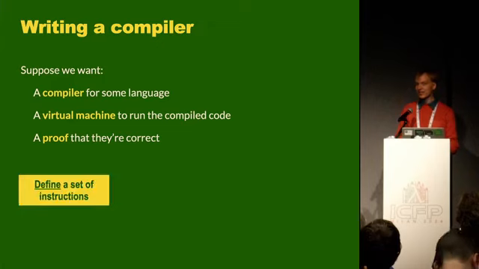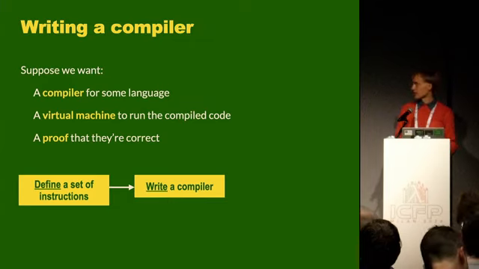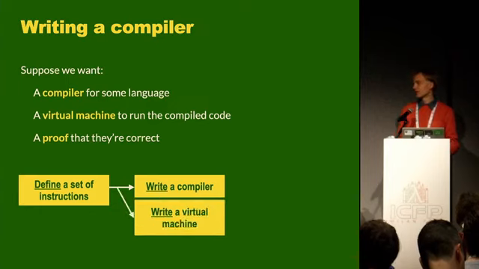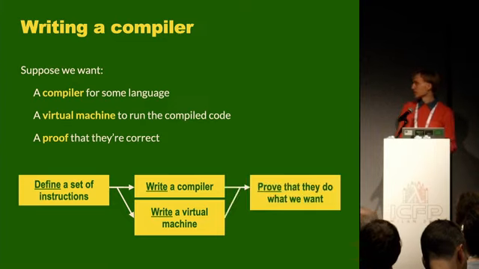So the traditional way is we might define our instruction set. This is going to be things like push, pop, add, halt, that kind of thing. We'd take these instructions and write a compiler that takes our code and generates these instructions, and at the same time we might write a virtual machine that takes the code generated by the compiler and then actually runs it. And then again, in an ideal world, we would prove that these things do what we want them to do.